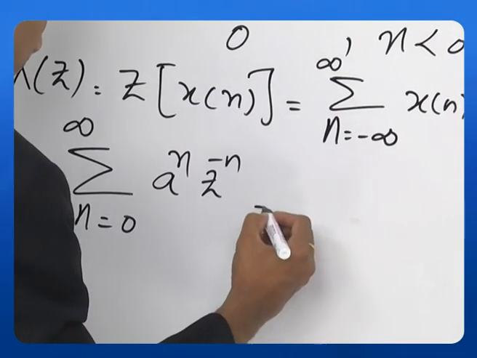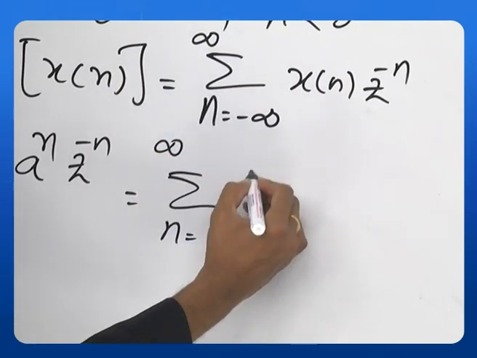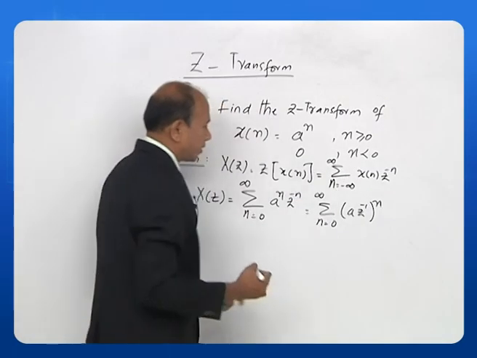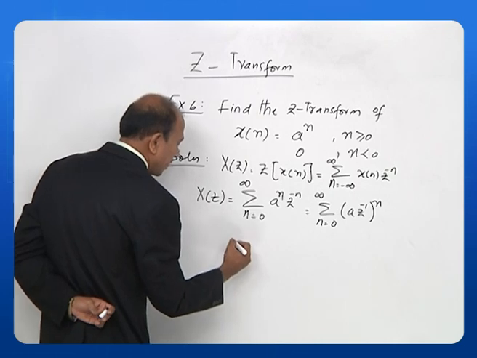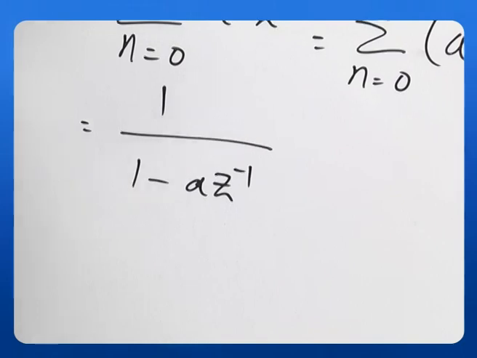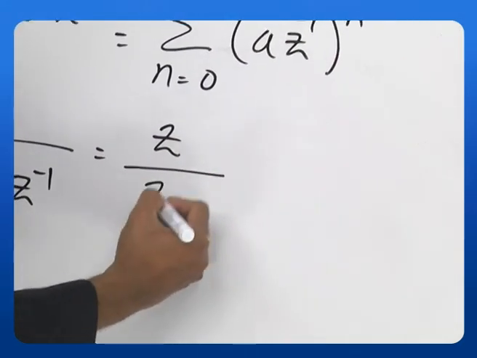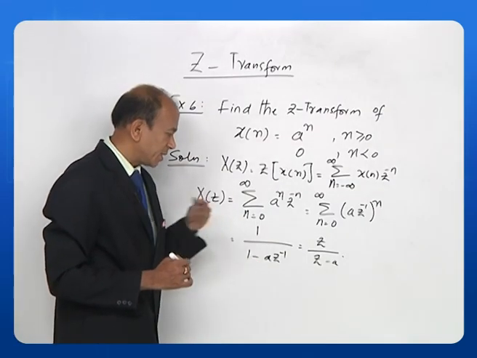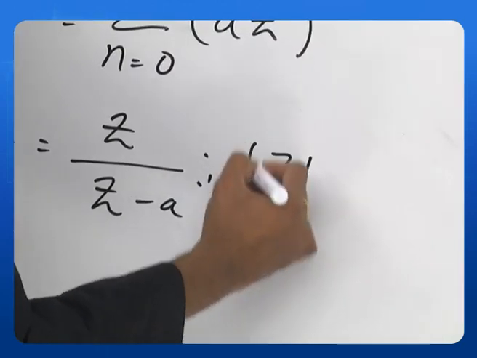So, what we will do here is take a common to bring it to the standard format. So, I can write this as (a/z) minus 1 whole to the power of n. Now, expanding this power series, I will get 1 minus a to the power of z minus 1. So, this I can write as z by z minus a, taking the LCM. That means the function exists only for |z| greater than a.